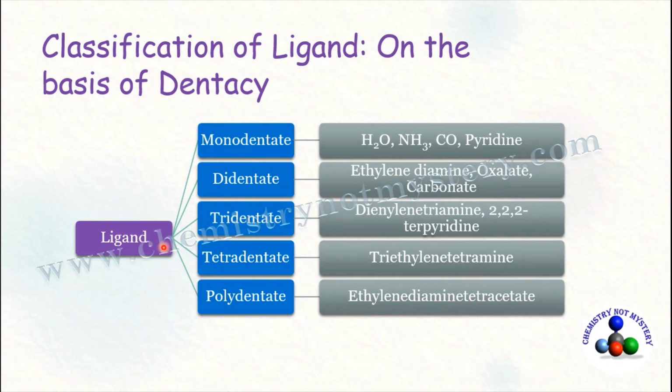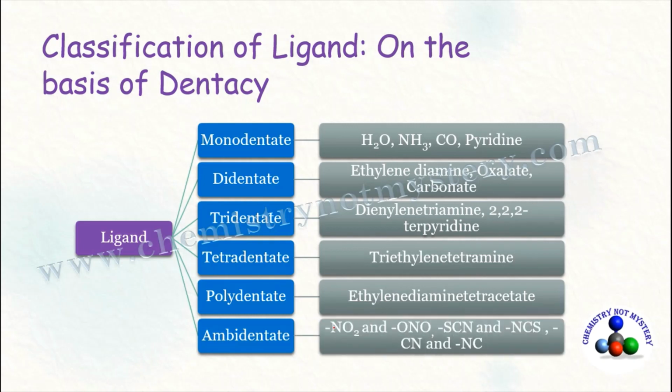Another class of ligand is the ambidentate ligand. When there are 2 donor atoms but at a time only one atom donates a lone pair of electrons to the metal. There are 3 sets of ambidentate ligands. The first one is NO2. In NO2, nitrogen is the donor atom, while in case of ONO, oxygen is the donor atom. The second set of ambidentate ligands is SCN and NCS. In SCN, sulfur is the donor atom, while in NCS, nitrogen is the donor atom.